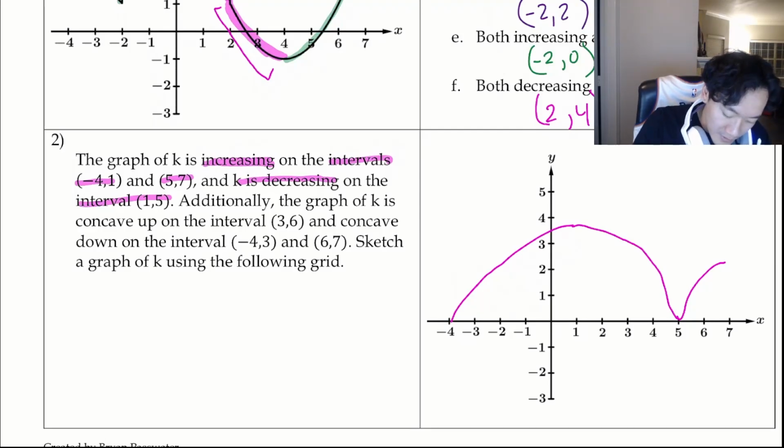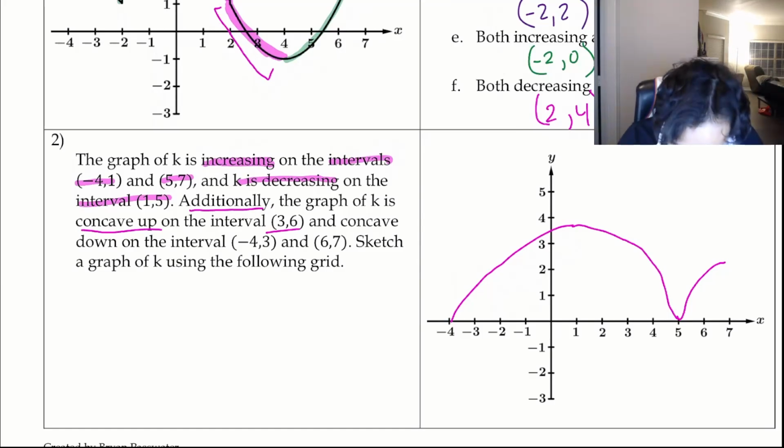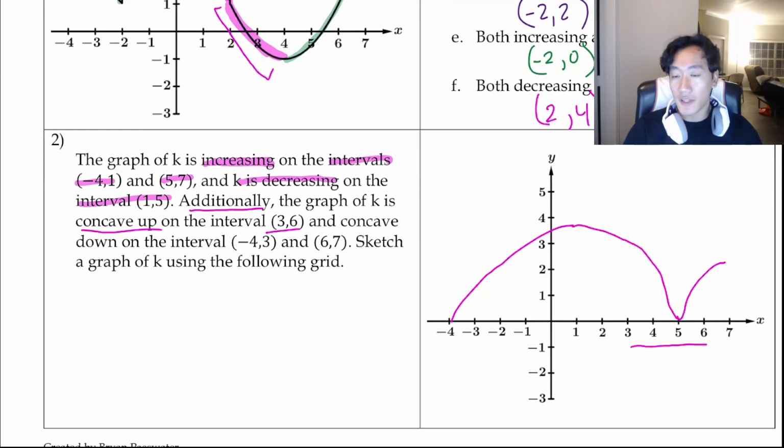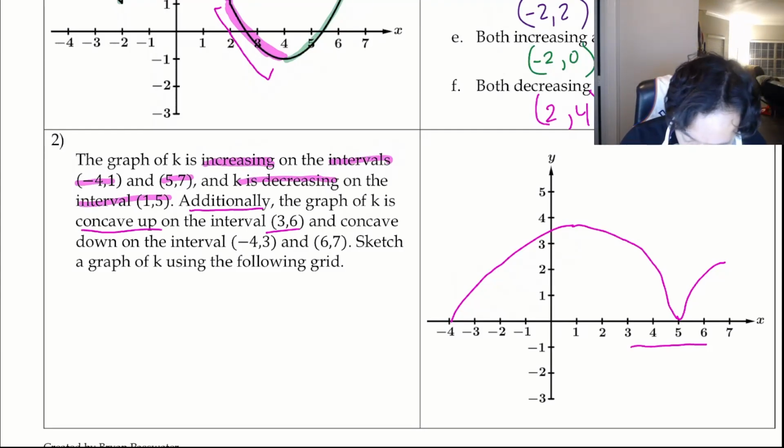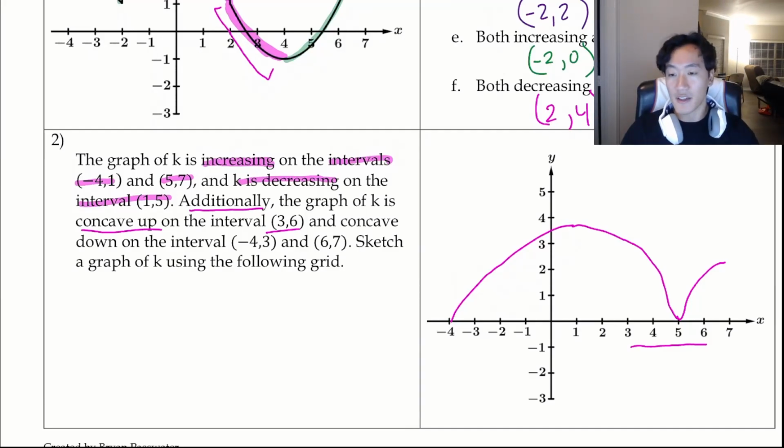What else is next? Now it's saying additionally, the graph of k is concave up on the intervals of 3 to 6. Let's see, from 3 to 6, it almost looks concave up. Pretty close. So that means I just need to refine what I have drawn so far. For the most part, it looks pretty close to being already correct. So I'm gonna still keep it, almost practically the same, but I really want to emphasize this section from 3 to 6 that I'm concave up.